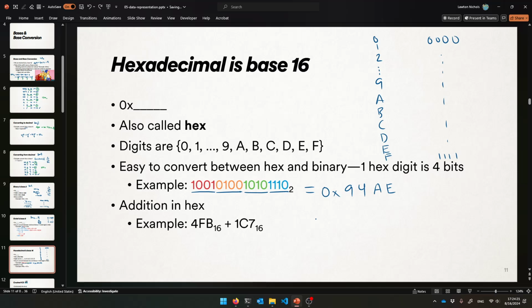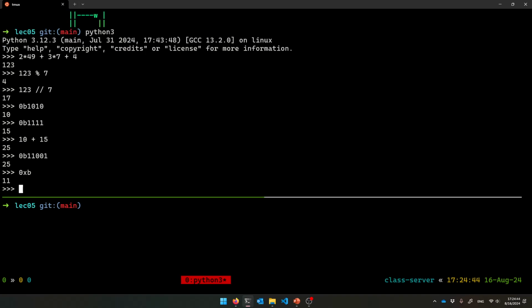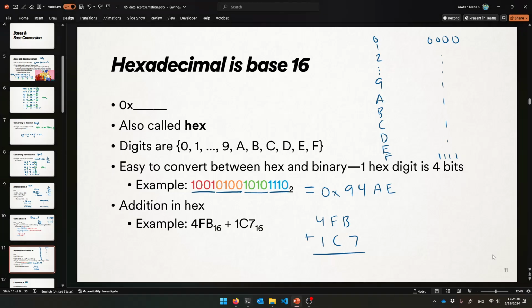So let's do these. 4FB plus 1C7, hexadecimal land. So what in the world is B plus 7 is the first question. What do we got to do here? So B, if you forget, you can always go to Python and type 0xB, what is that? That's 11. 11 plus 7 is 18.